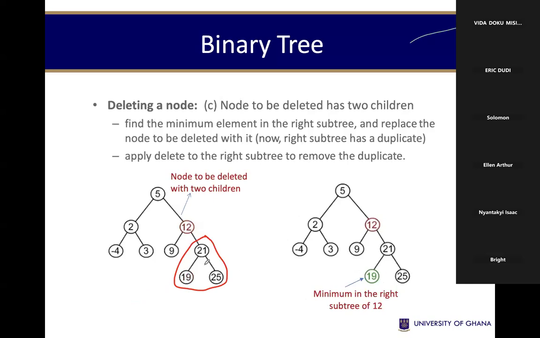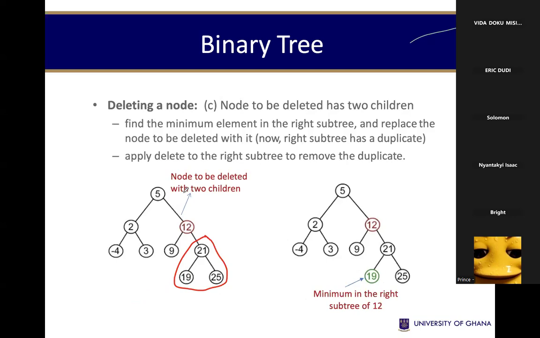In other words, if this were only one node, like 21 alone, then work is done. I'm just going to replace the 12 with 21 here. And what am I going to do? I'm just going to get rid of this by pointing this to that. So that here will be 21 and this one will be gone. That's it. But because there's a minimum child here, 19, that's what I did there.